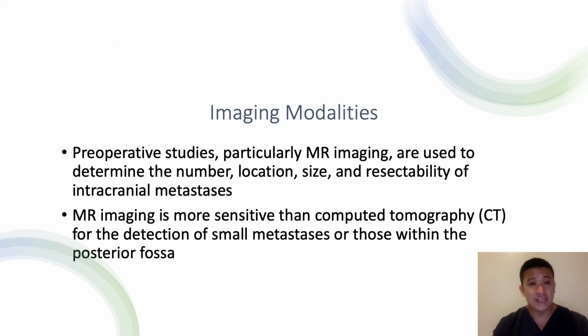Now, imaging modalities for cerebral metastasis particularly involve an MRI, and this is used to determine the number, location, size, and resectability of intracranial metastasis. MRI is more sensitive than a CT scan for detection of small metastasis or those within the posterior fossa. So MRI is still the ideal imaging modality for cerebral metastasis.